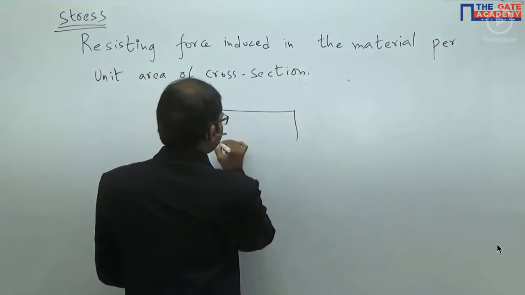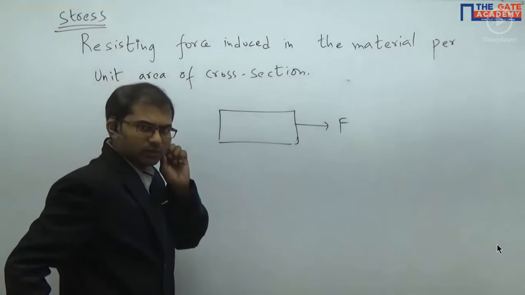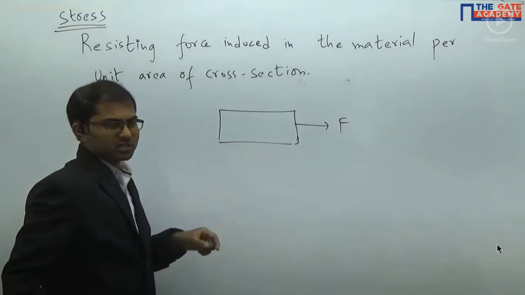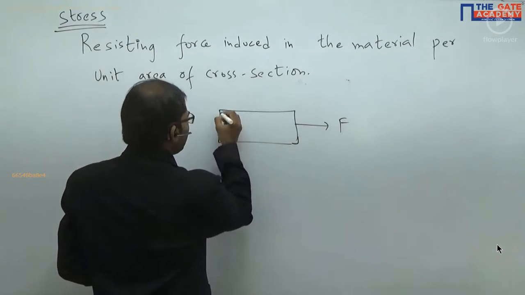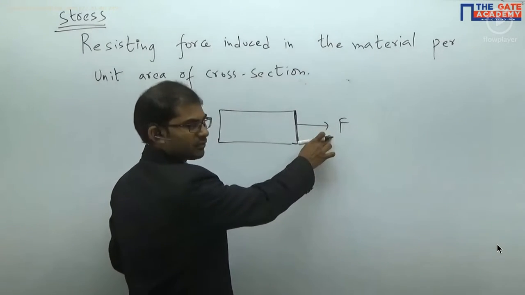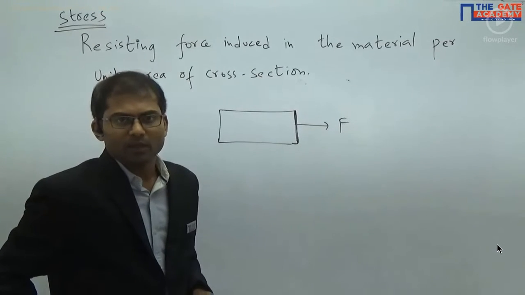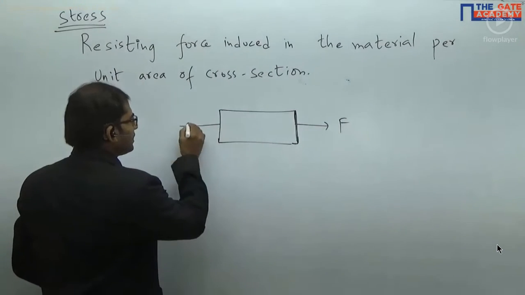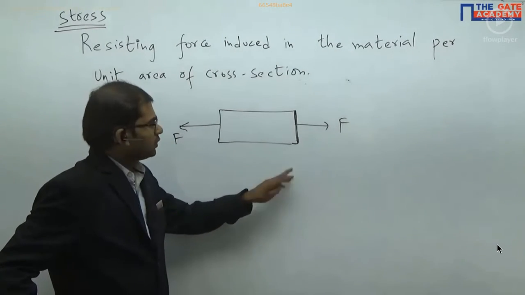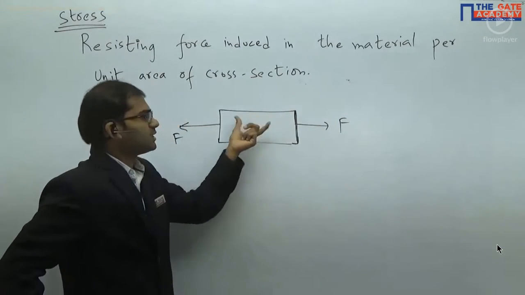If I am applying some force on a body like this, a cylindrical body, because tensile members would look like that, so for better understanding we will take a cylindrical body. This body is experiencing a force in this way, and it will move with some acceleration based upon Newton's first law of motion. But if I make the net force zero, the body is not meant to move in this direction or in that direction.